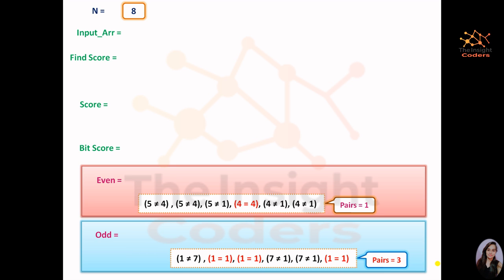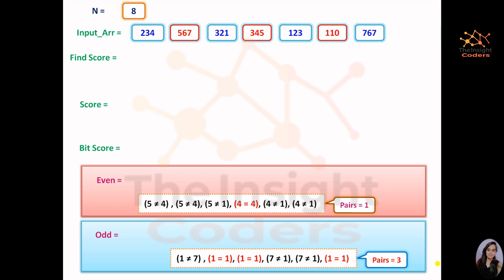Here, as per the question, the value of n is 8. In the second line we have to take 8 space separated 3-digit numbers as input. The very first are 234 and 567. This is the test case given in the question itself, and similarly we are given these 8 space separated 3-digit numbers. We have to find the bit score and after that the final number of pairs.